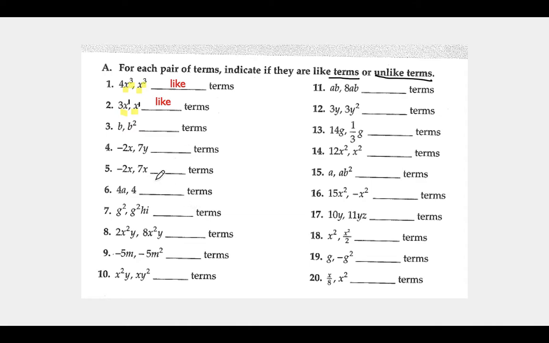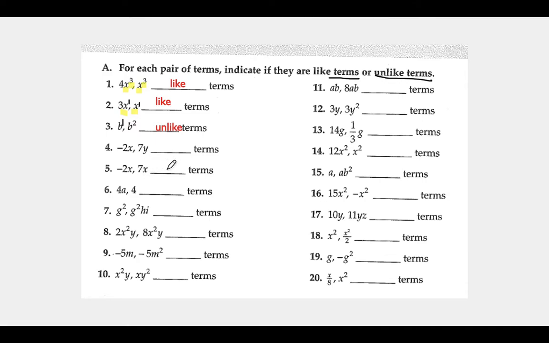Okay, number 3, I have b as my variable, but notice how one of my variables has an exponent of 2, and the other one has an exponent of 1. So again, although they have the same variable, they don't have the same exponents, so we would say they are unlike terms.